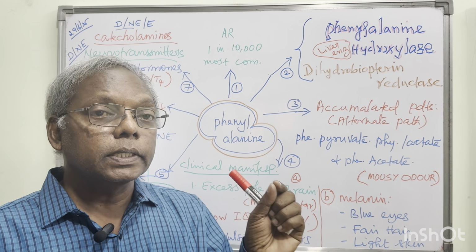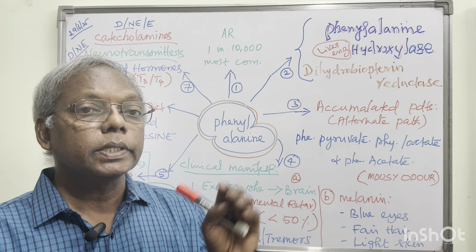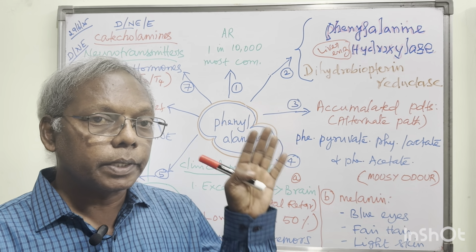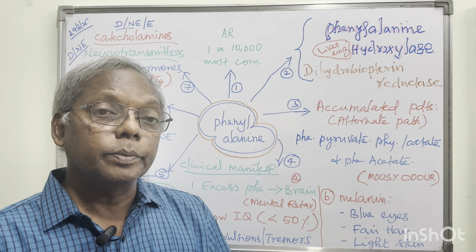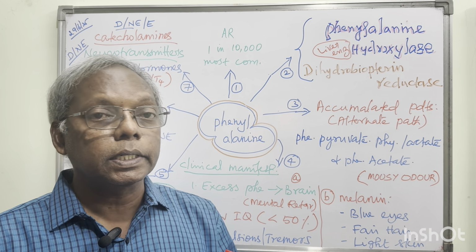In the previous slide, we already saw how phenylalanine gets converted into tyrosine. If phenylalanine is not able to convert into tyrosine, phenylalanine will accumulate in blood and urine. Another important point is that tyrosine is not able to be synthesized.